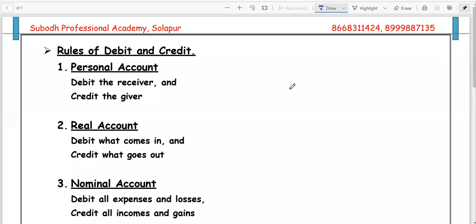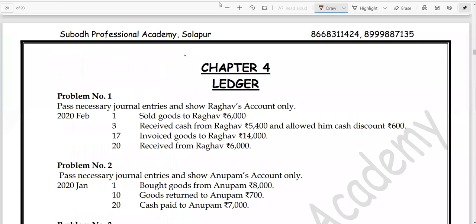Good morning, friends. First of all, we will revise the rules of debit and credit. In case of personal account, we debit the receiver and credit the giver. In case of real account, we debit what comes in and credit what goes out. In case of nominal account, debit all expenses and losses, credit all incomes and gains. These are the basic rules by using which we have learnt the journal topic.